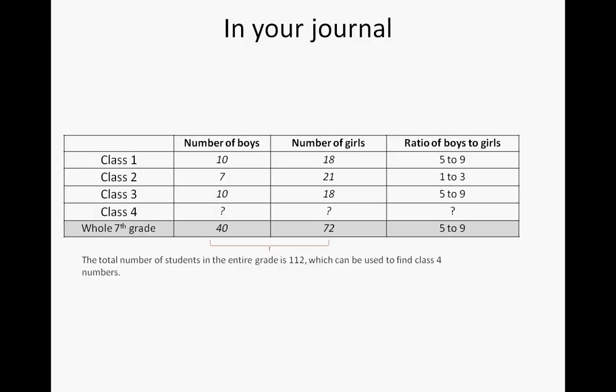All right, so in your journal, we're going to copy down this particular example. This is just made up, so everybody's got the same information. Once you're done copying this table, then you can continue the video. But notice how we have some information for 3 classes, and we have the information for the whole 7th grade, but we're missing information for the 4th class. So is there a way we can come up with the answers for the missing class?